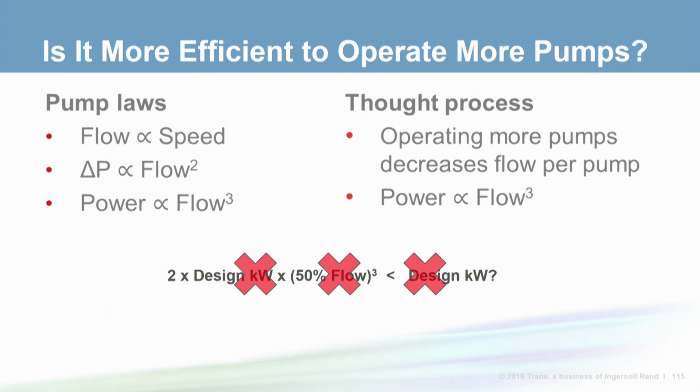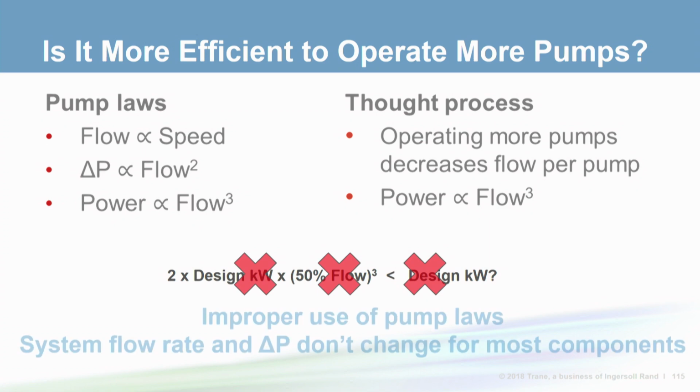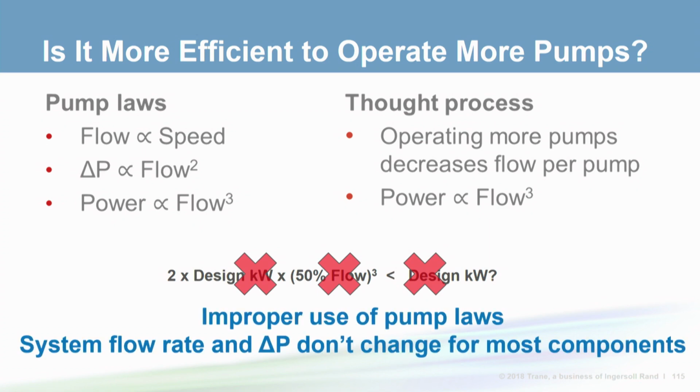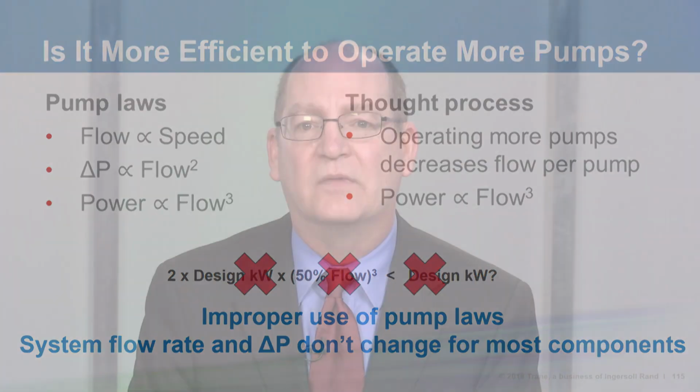What did we miss? The pump laws describe what happens when the system flow changes and all the system pressure drops change in response to the flow changes. But at any point in time, whether 1 pump or 2 are operating, the system flow rate stays the same. The only thing that changes is the flow rate is divided between 2 pumps. Let's look at that to understand what actually occurs.